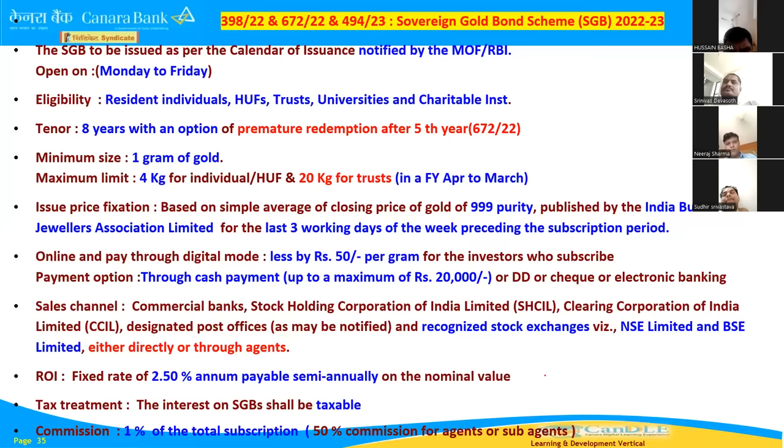Now, rate of interest. Remember, whoever deposited money in a sovereign gold bond will get interest of 2.5% half yearly; half yearly is nothing but semi-annually. Tax treatment: the interest you are getting on sovereign gold bonds of 2.5% is taxable. Then commission. How much commission will the bank get? 1% of the total subscription we have garnered for sovereign gold bonds. Out of that 1%, 50% commission we can give to our agents or sub-agents if we are using them. This is the guideline with regard to the sovereign gold bond scheme.